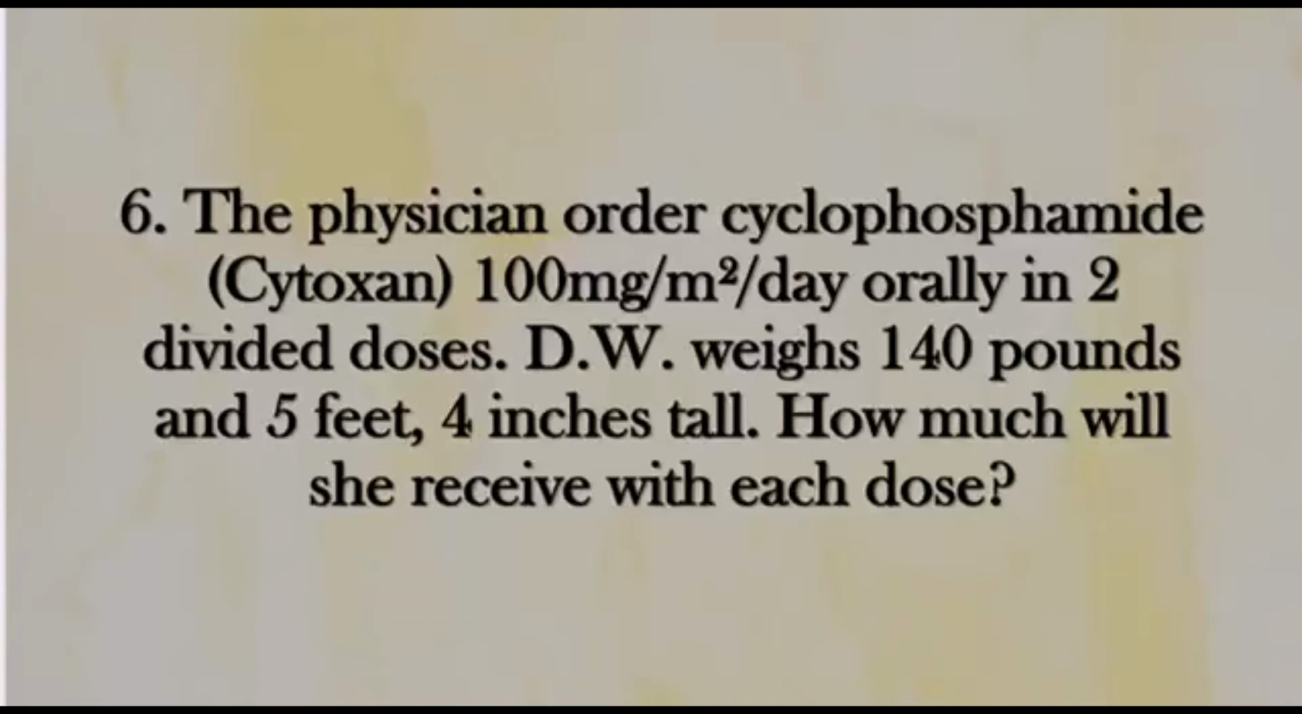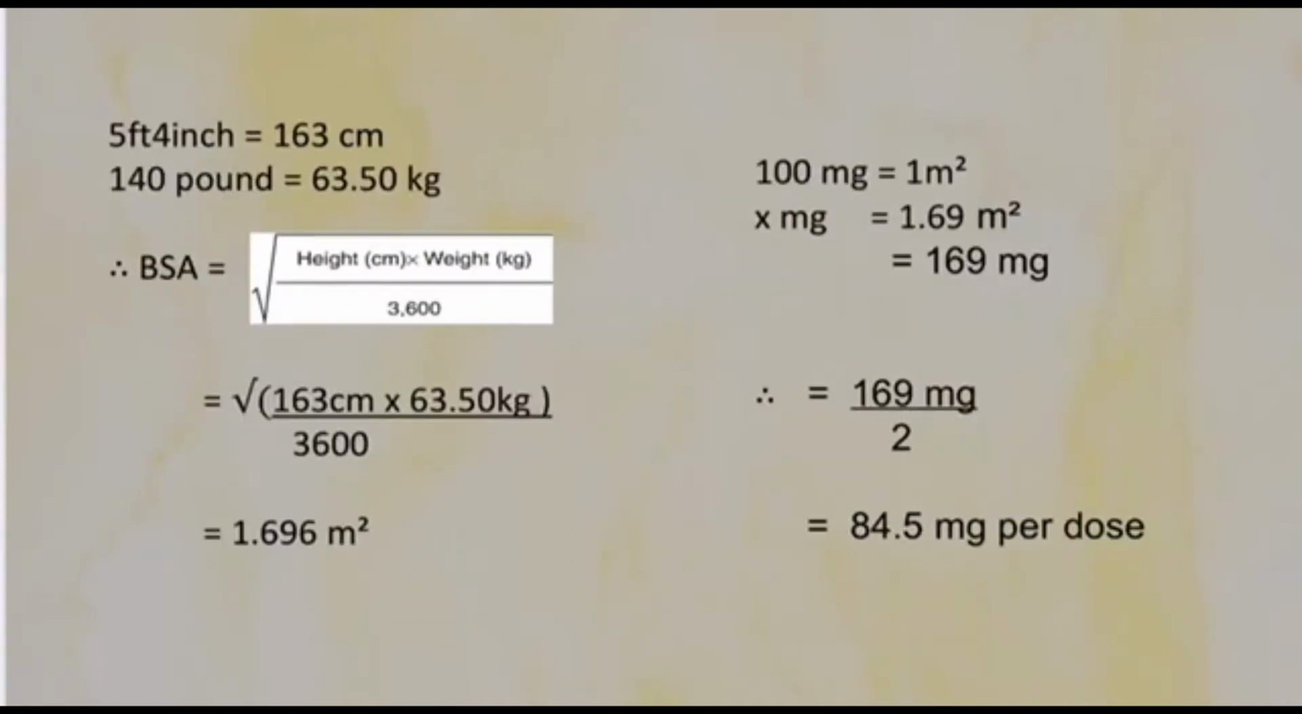Question 6. In order to know how much DW received with each dose of Cytoxan, we can use the information given, which are weight and height, to calculate body surface area. But the first thing to do is convert the height into centimeters and weight into kilograms. By using this formula, the body surface area can be calculated, which is 1.696 meters squared.